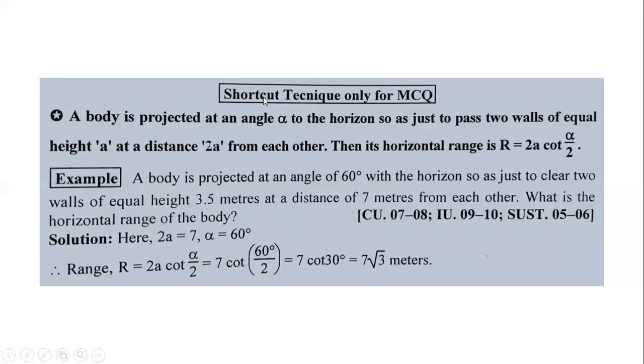Boys, now we discuss a shortcut technique only for MCQ. A body is projected at an angle alpha to the horizon so as just to pass two walls of equal height a at a distance twice a from each other. Then its horizontal range is R equal to 2a cot(alpha by 2).